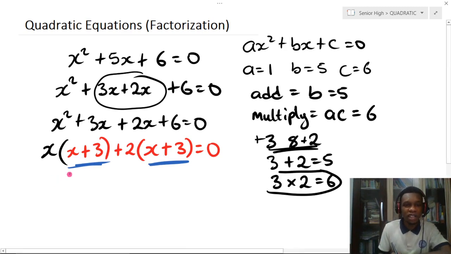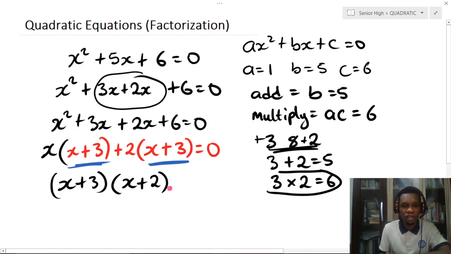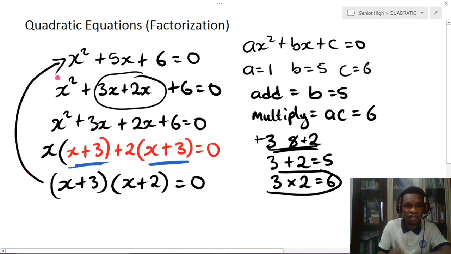Now proceeding, since they are the same, we'll just pick one of these brackets and pick these two outer values. Picking one bracket is x plus 3, and then picking the two outer values is x plus 2, is equal to 0. Now notice something, I didn't put any plus sign in the middle. I put the brackets together because I know that once I multiply these brackets, I will get back my original answer. You can try that out yourself.